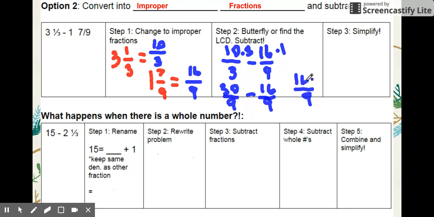And I already said that in 6th grade, it's okay to leave it as this improper fraction. However, if you wanted to, you could rewrite it as a mixed number and it would be 1 and 5 ninths. Or you could just write it as 14 ninths.